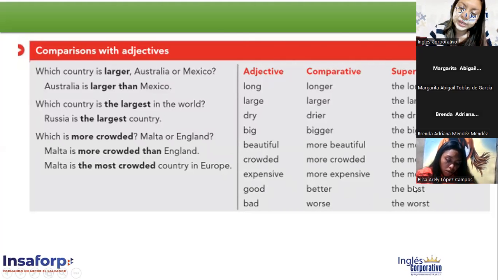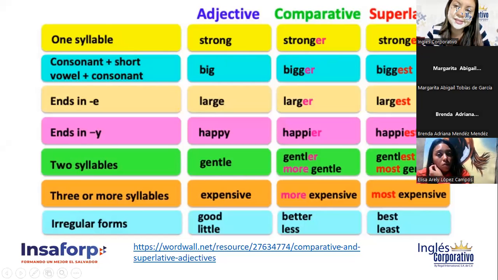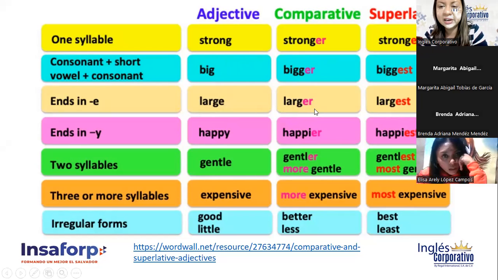Do you want more examples? You'll see the next picture. We have here the rules. One syllable: stronger, strongest. Consonant plus short vowel plus consonant: we double the last consonant, for example, B. As you can see here, we double the G. Bigger and biggest. If the adjective ends in E, we just add the R or the EST.